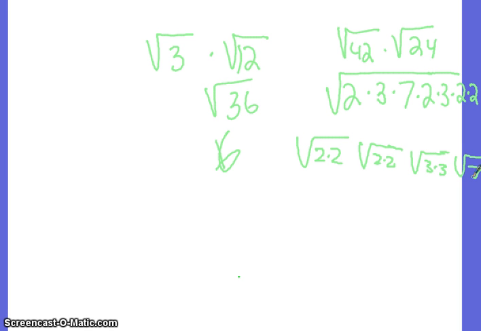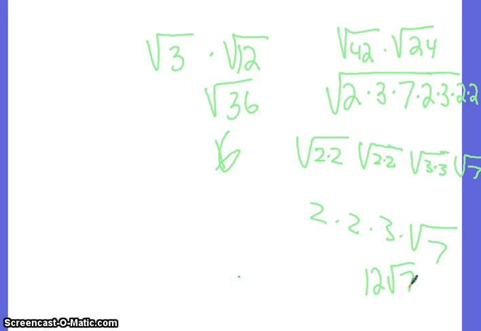So what is this one, the first one? 2 times 2 is 4, so the pair comes out as 2. Then the 3 times 3 pair comes out as 3, times the square root of 7. So 2 times 2 times 3 is 12, times the square root of 7. That's going to be a lot easier than doing 42 times 24 and trying to figure out the square root of that, because you end up at 12 times the square root of 7 anyway. But this way is a lot easier.